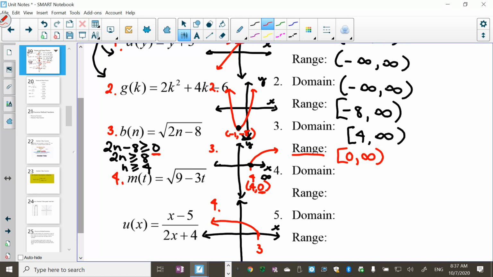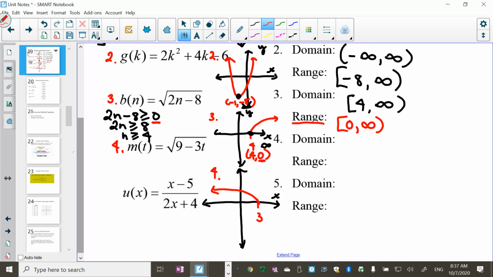Okay, let's try another radical. Here's number 4. I kind of did a sketch. I'm running out of room here. It's this one down here. And I did my X and Y axis, and it looks like this. Looks like it starts at 3 and goes to the left. Okay, so I know there's algebra to do. I'm going to do the algebra to see if that 3 shows up anywhere.